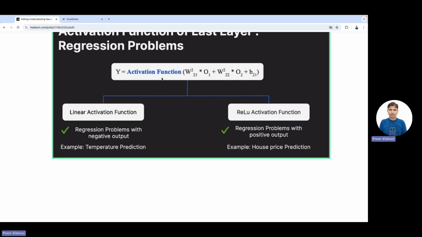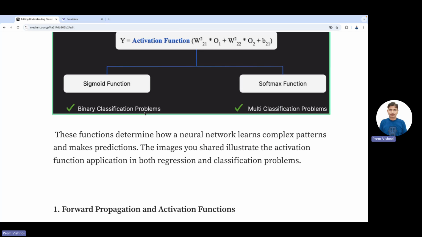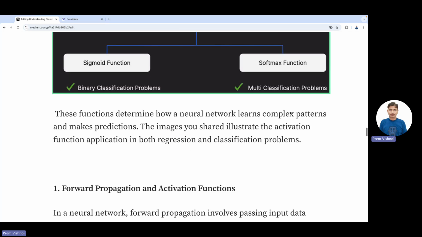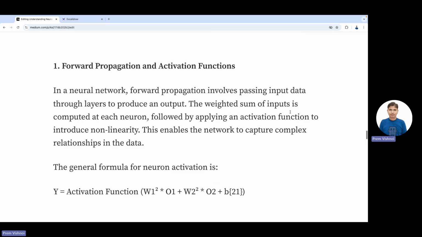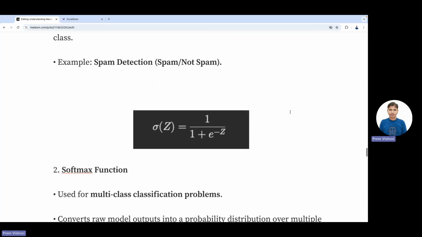There is an activation function that can be linear or ReLU. For a regression problem with negative outputs, use this one, for example temperature prediction. Regression problem with positive output is, for example, house price. So ReLU is used for this one, and linear activation is used for this one, right? And here sigmoid is used for binary classification, and softmax is used for multi-class classification problems.